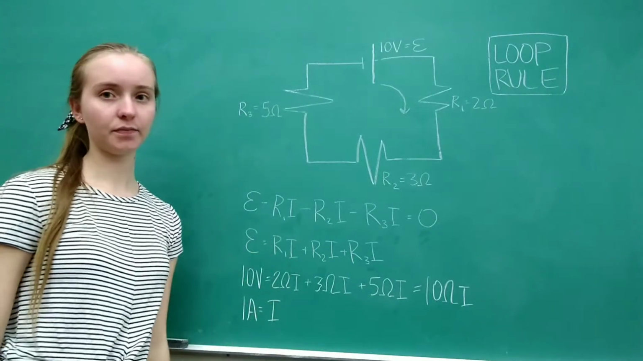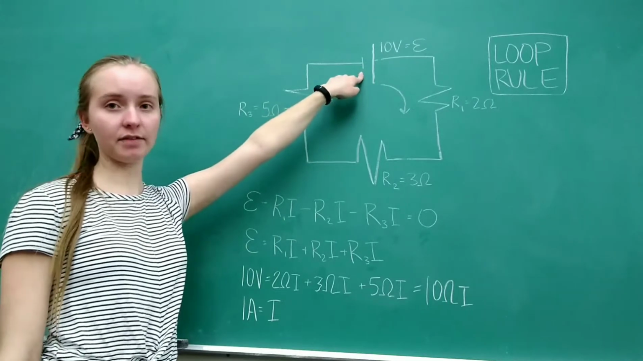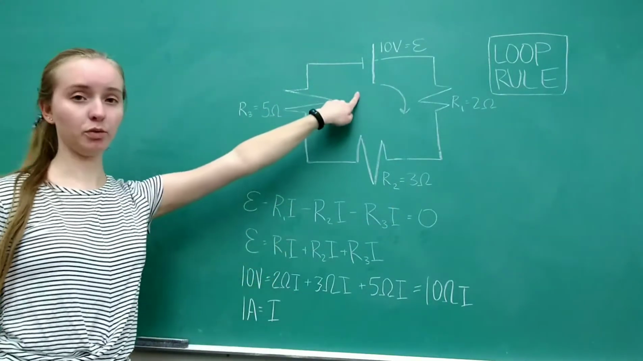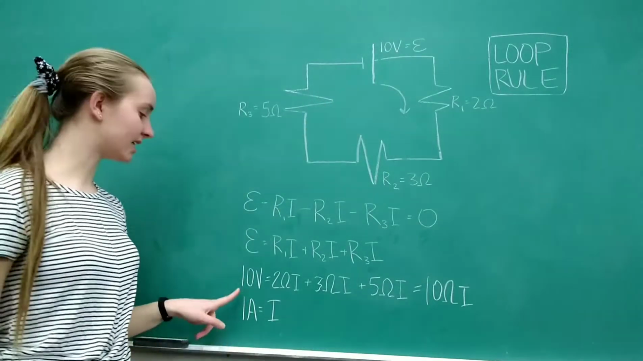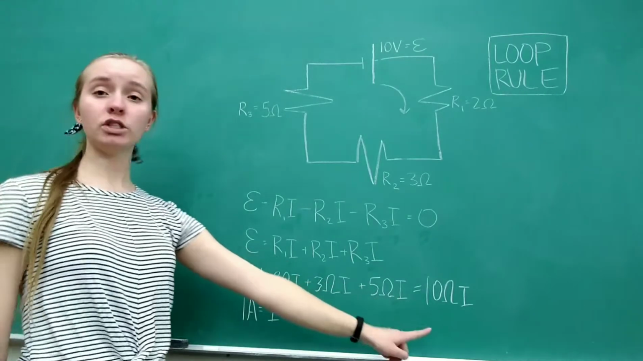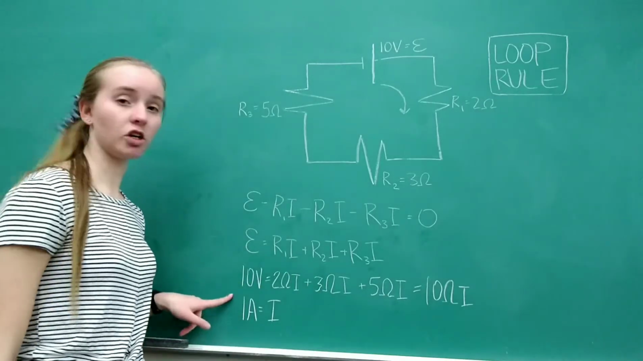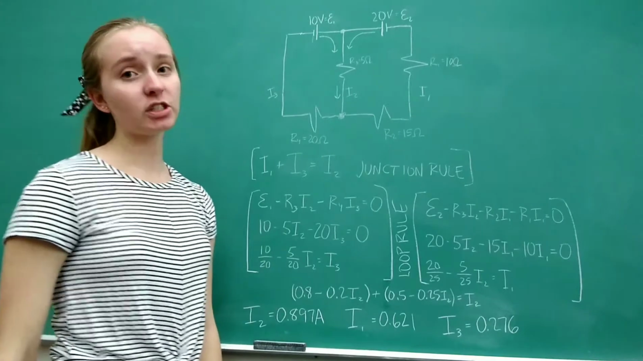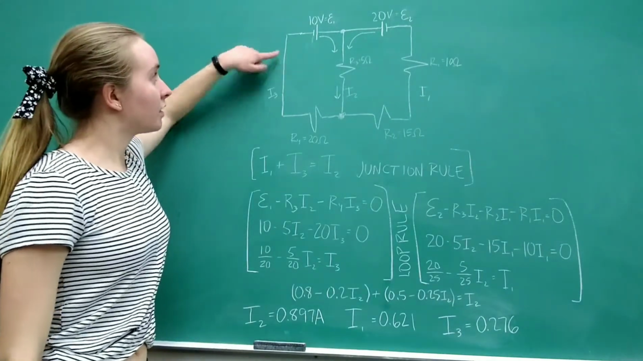We can add over all the RIs to get that the EMF is equal to each resistor times the current added together. Note that there's only one current in this example because we only have one EMF and there are no junctions. If we plug in our numbers from this example, which is 10 volts and resistors of 2 ohms, 3 ohms, and 5 ohms, we get that 10 volts is equal to 2 ohms times I plus 3 ohms times I plus 5 ohms times I, which is equal to 10 ohms times I. When we divide by the 10 ohms, we get that our current for this circuit is equal to 1 amp.